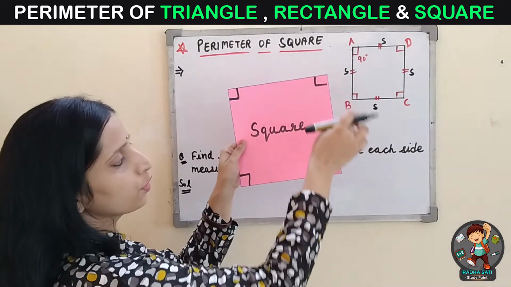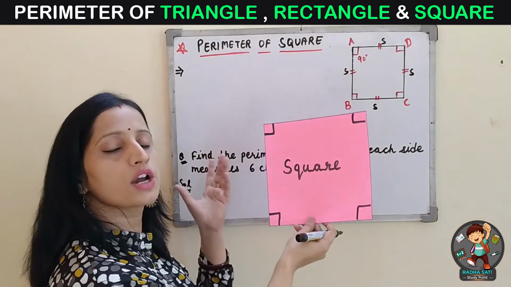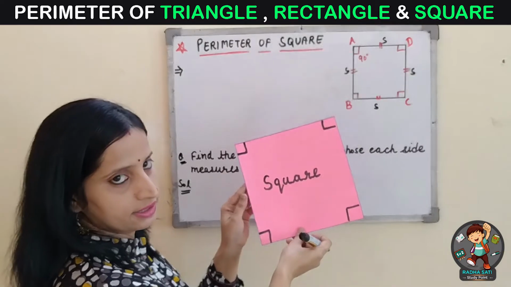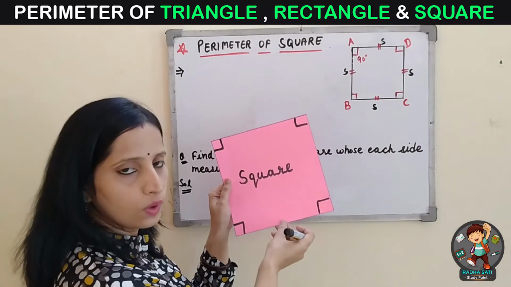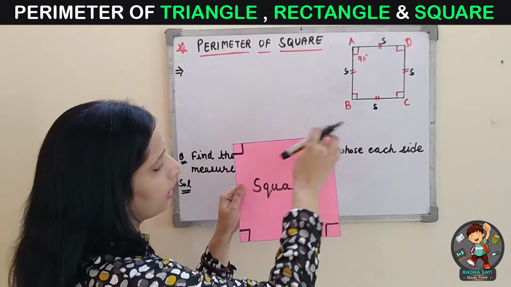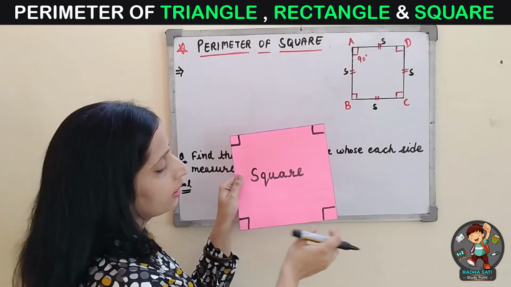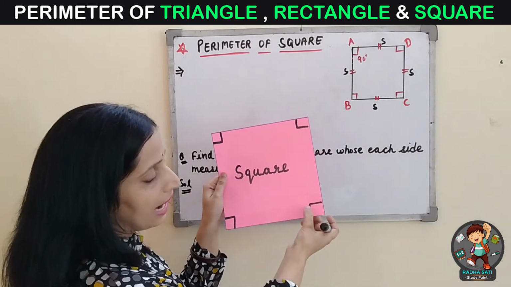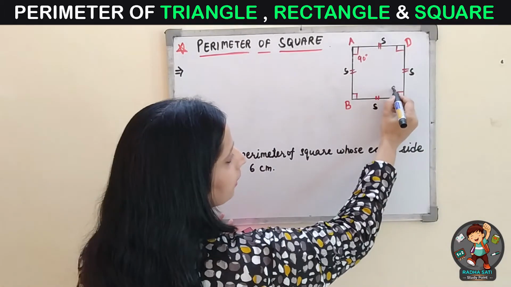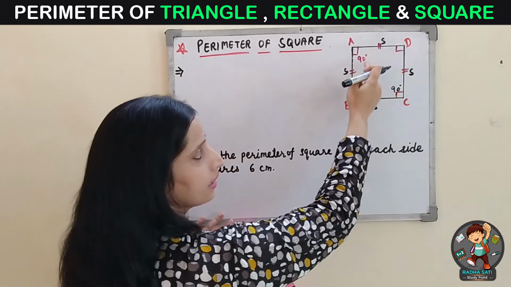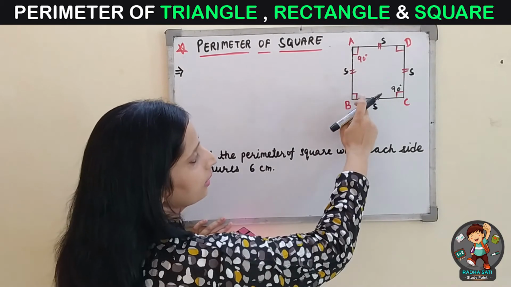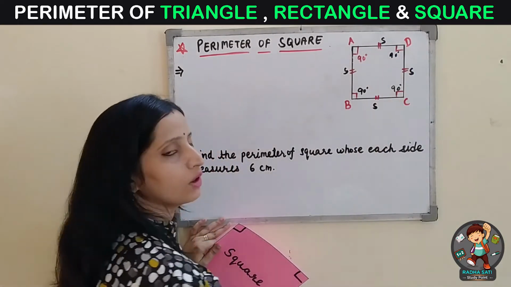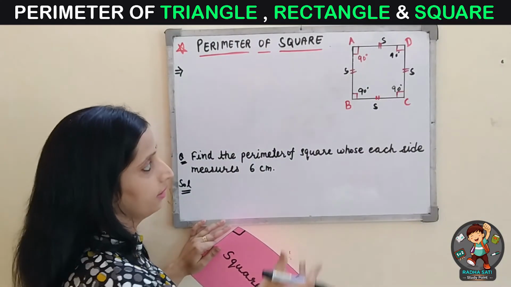It is having four sides. A square is also a closed plane figure made up of four equal sides. All its sides are equal in length. It has four vertices, four corners and four angles. And all the angles are 90 degree. This is 90 degree. This one is also 90 degree. This one is also 90 degree. And this also. So the sum of all the four angles will always be equal to 360 degree.